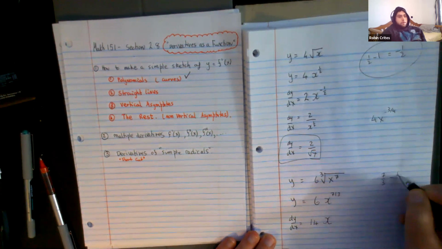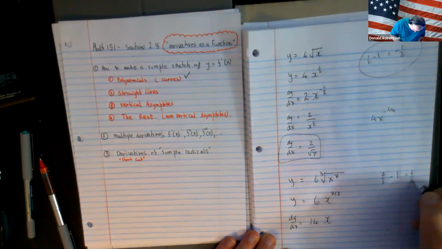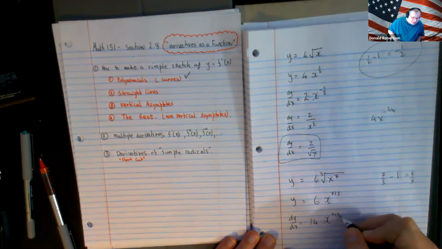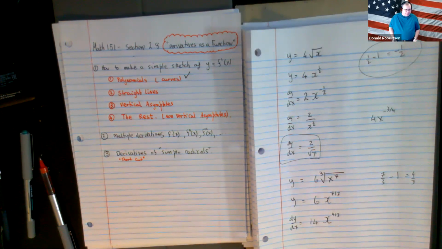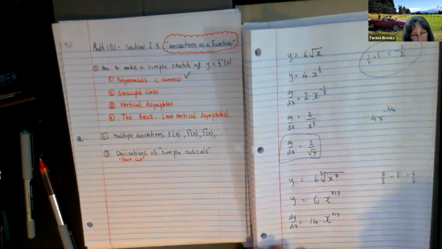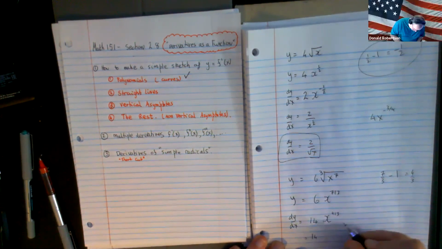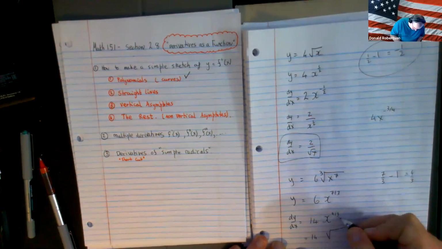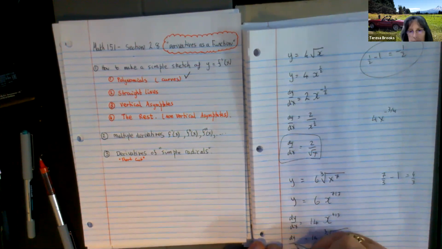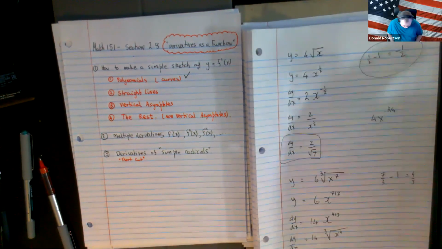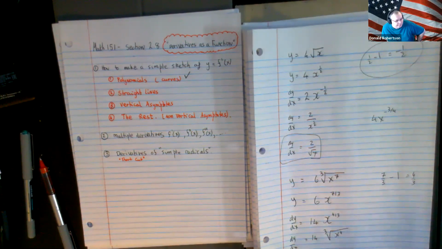4/3. Agreed. Now, have you noticed in this case, I don't have the negative issue, right? There are no negative powers to worry about, but I still have to make it look pretty. In this case, cube root, because the bottom is 3, of x to the 4. Finito. Finished.